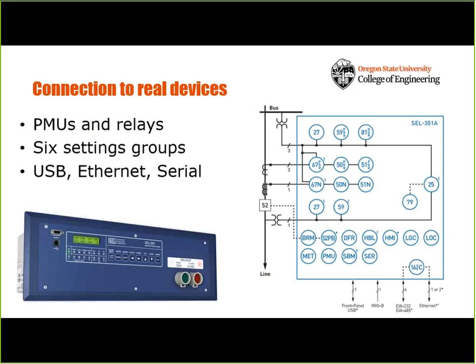If you actually wanted to update this and change protection settings while the grid is operating, they've accommodated that by including 6 settings groups. So you could update that remotely from the control center, or via USB or serial in a substation.